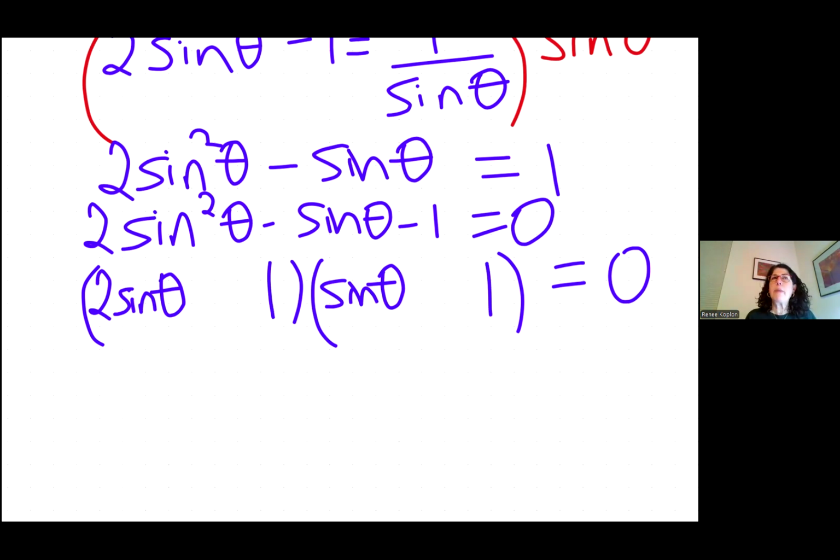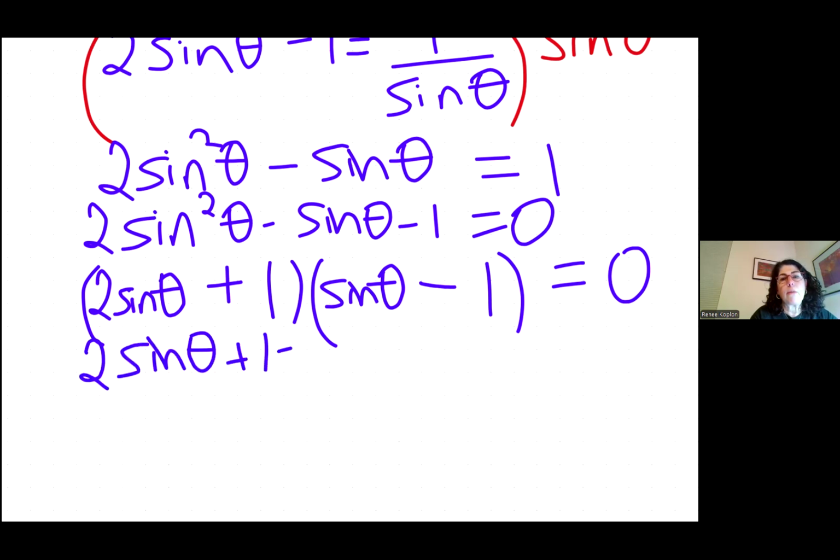When we multiply this back out in our heads, remember we multiply the outers, we multiply the inners, and we combine those like terms. We need to be left with a negative sine theta. So we put the negative here in the second factor and a positive in the first factor. Now, using the zero product property, if the product of 2 factors is equal to 0, either the first one is equal to 0, 2 sine theta plus 1 equals 0, or the second one is equal to 0, sine theta minus 1 is equal to 0.